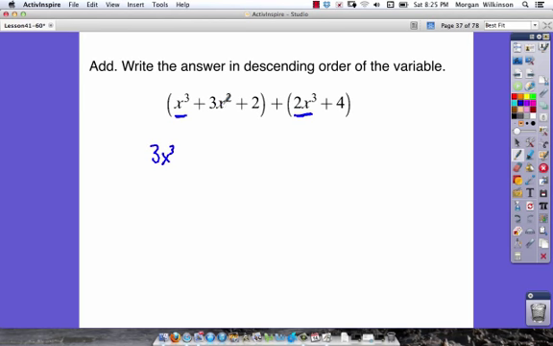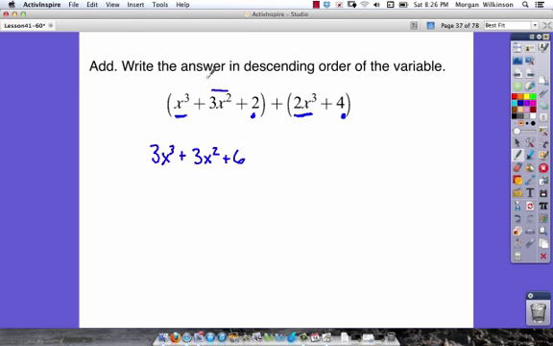Then we have to figure how many x squareds we have. Well, we have 3x squareds next, and we have no x squareds. So we're going to get a total of 3x to the second power. We can see we have no single variable of x, or x to the first, so we don't need to write that. Then finally we have plus 2 and plus 4. That must be plus 6 when we add them together.